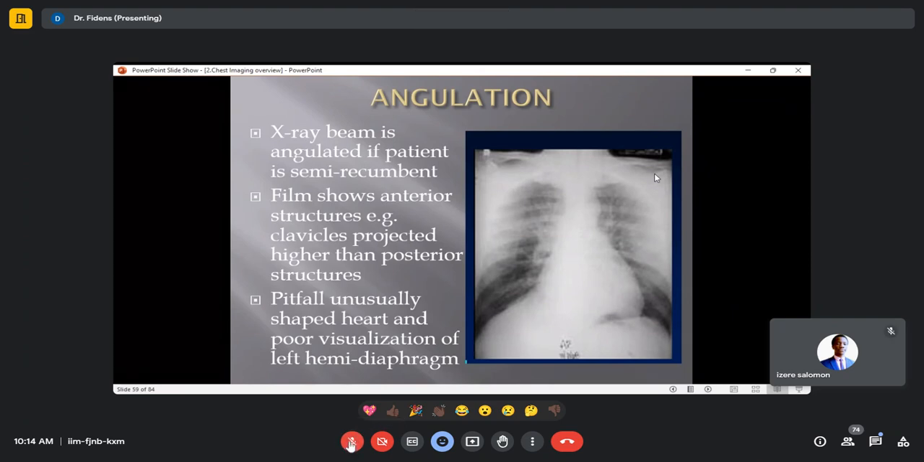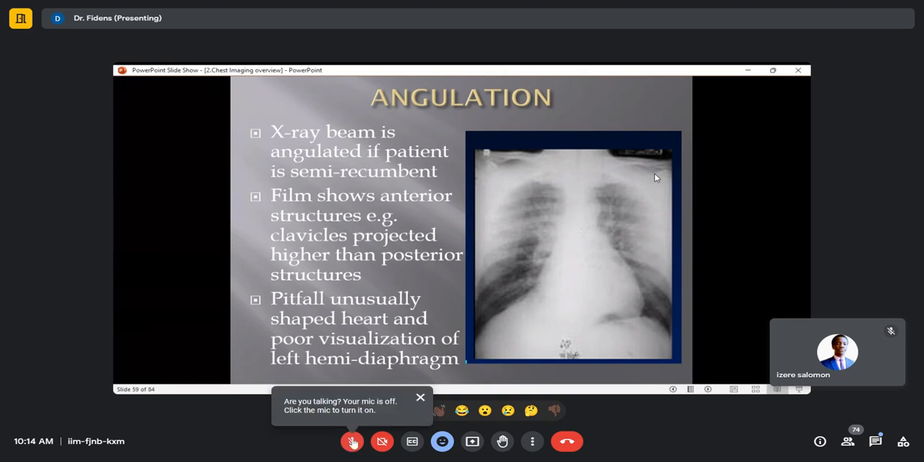Yeah, it's a blunted costophrenic angle. That's not the silhouette sign. This is the meniscus sign. Meniscus sign.